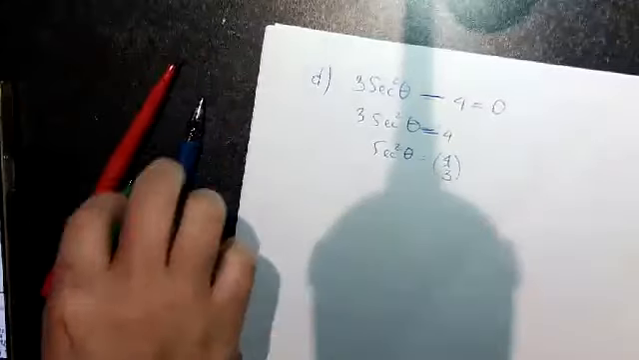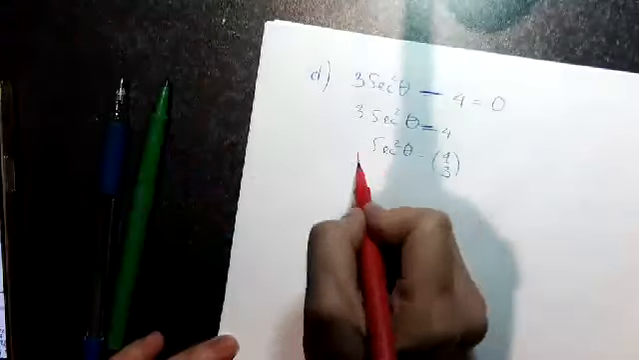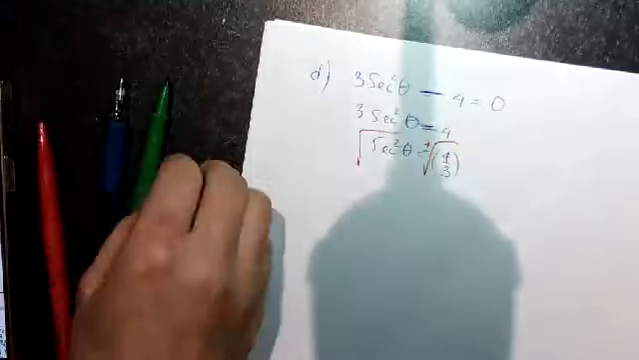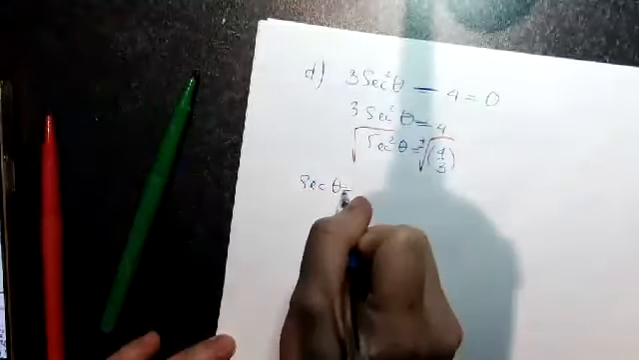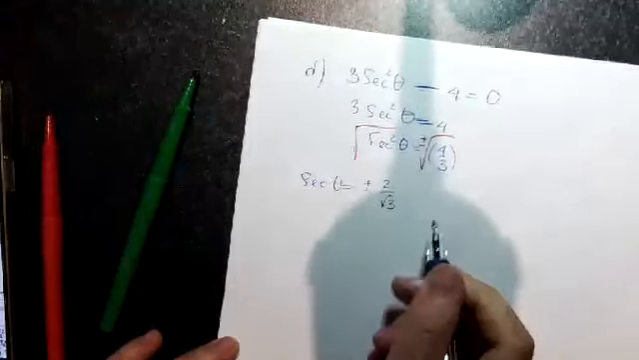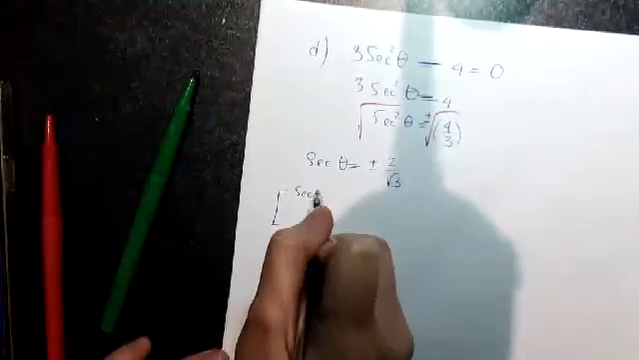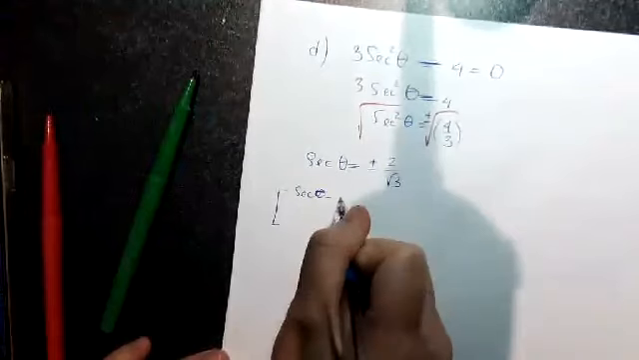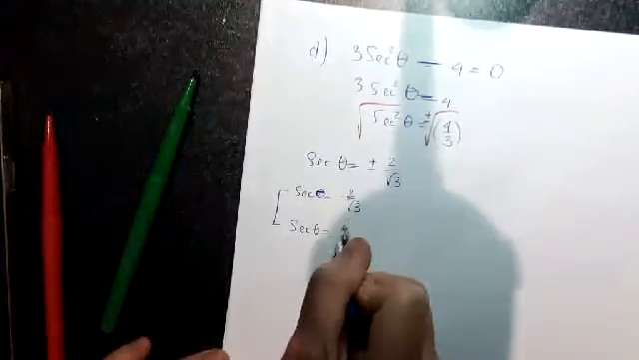And then you want to solve, so you have to take the square root of both sides. So I got secant theta equals plus or minus the square root of 4, which is 2, over root 3. I have two scenarios here. I got secant theta either negative 2 over root 3, or secant theta is positive 2 over root 3.